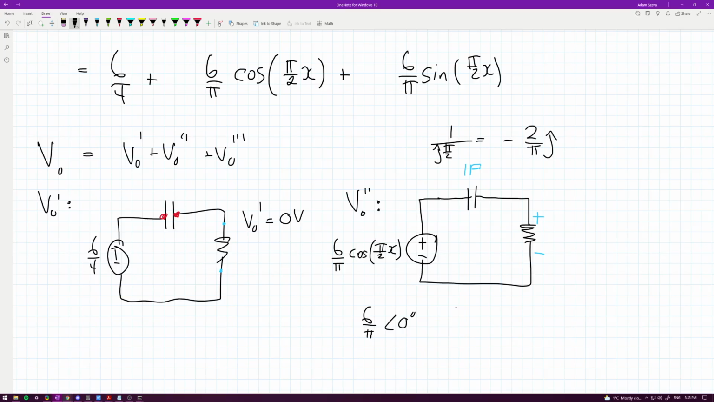I have a quick question. Why'd you write VO prime is equal to 0 volts? Well, what's the voltage across this resistor if that's an open circuit here? 6 over 4, no? If this was a closed circuit, it'd be 6 over 4. But it's an open circuit, right? Oh, okay. That makes sense. Okay, yeah, that makes sense.